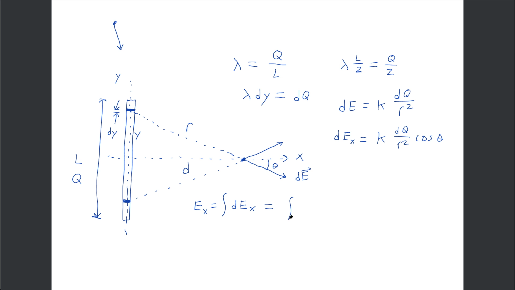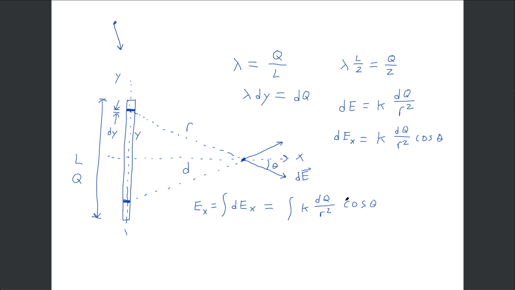So we put our little integral symbol there. And we put in here k dq over r squared cosine of theta. Okay. And so we can substitute some things in here to make this into an integral that we can do.